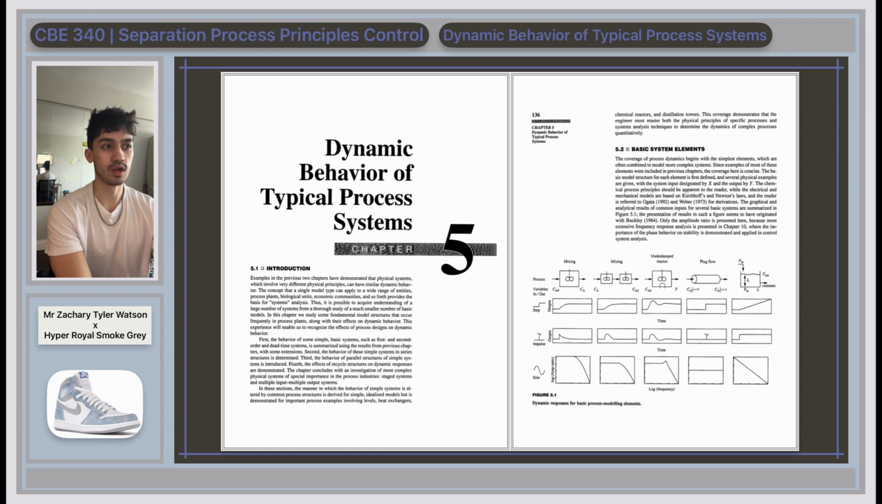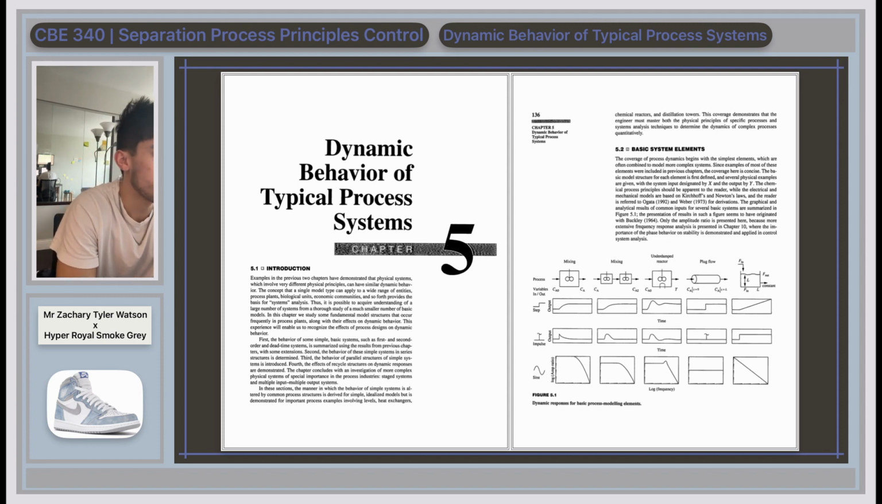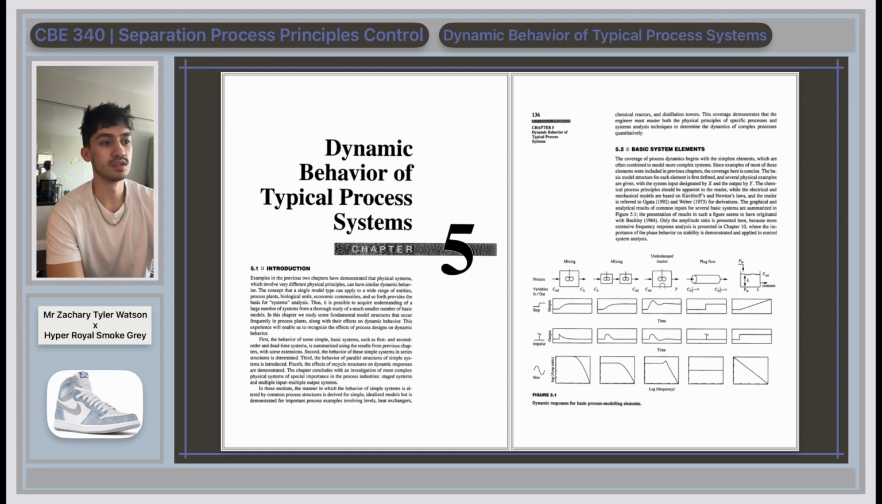The graphical and analytical results for common inputs for several basic systems are summarized in Figure 1. The presentation of results in such a figure seems to have originated with Buckley. Only the amplitude ratio is presented here, because more extensive frequency response analysis comes later. We have a process, we have a mixing, we have an underdamped reactor, we have plug flow, and then we have a tank with an inlet and outlet. We're given the step response, and there's a graph for the output versus time. Likewise, we're given the impulse response, and then we're given the sine response. And the sine response is with the log of the amplitude ratio versus the log of the frequency.